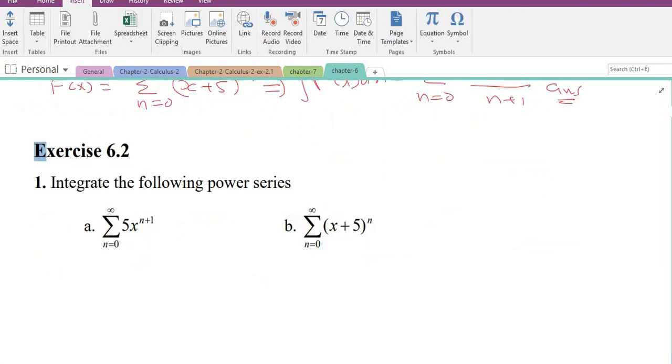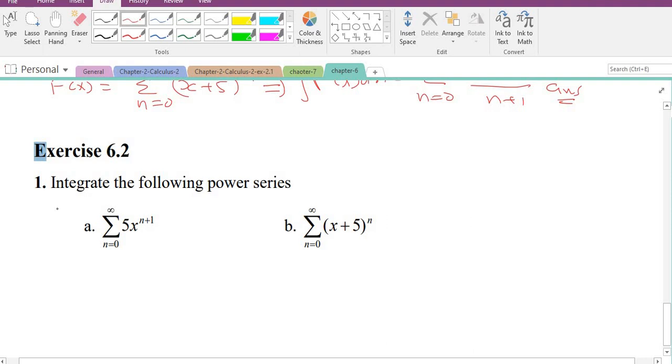Now I am going to tell you how to integrate a power series by using term by term. So this is exercise 6.2. Integrate the following power series. So what we have to do, I am just going to tell you a part.